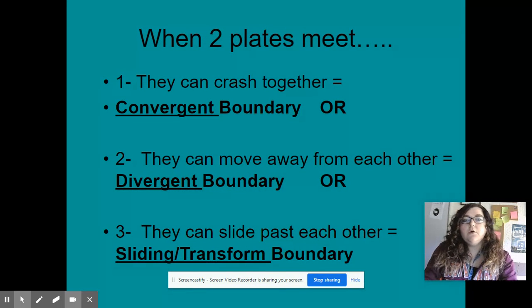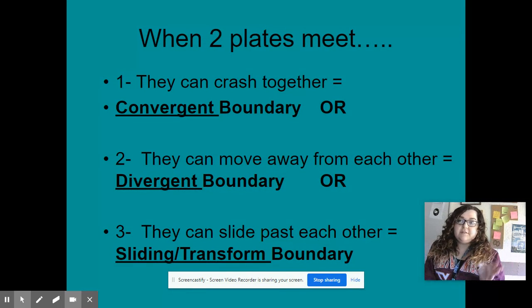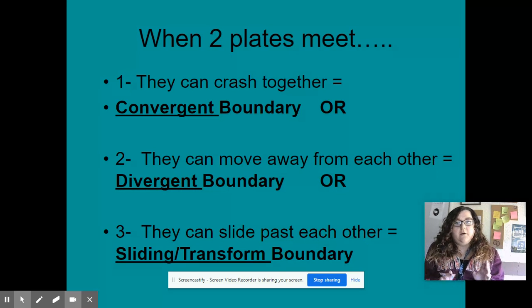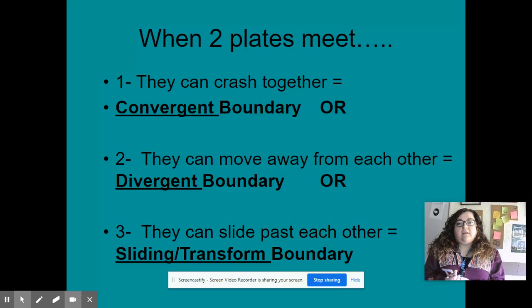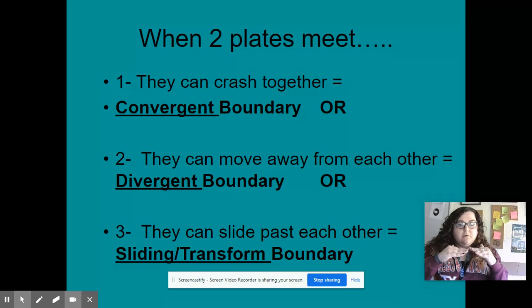So, when two of the plates meet, there are some places on our Earth where more than two plates meet in a spot. Sometimes it's three, but typically we're just going to look at the boundary of two plates. Whenever two plates meet, they can, one, crash together. Whenever they crash together, they either go up like this and form mountains. Technically, there's still some stuff underneath the ground too, but converge, they come together. Diverge means they can move apart, so that's option 2.